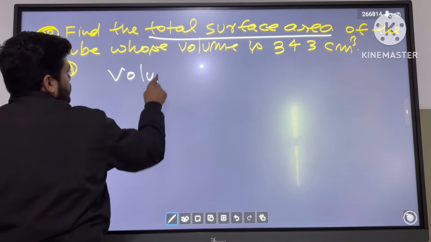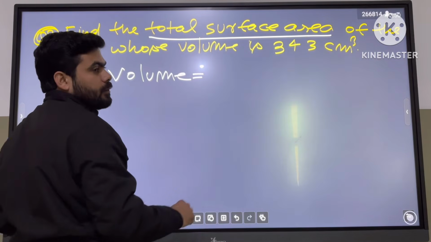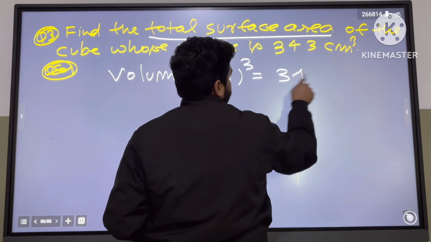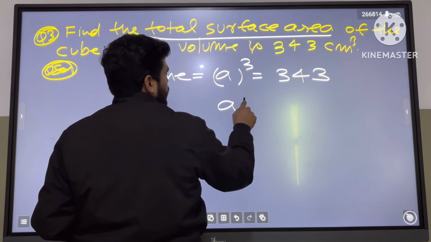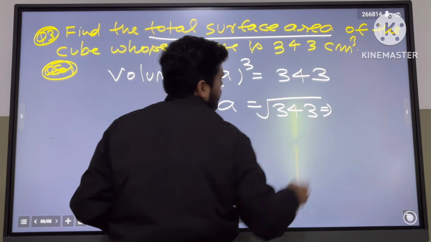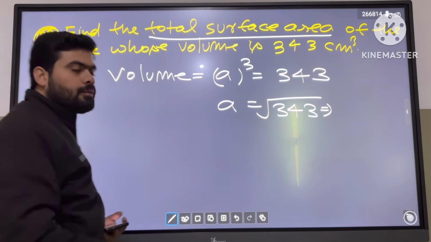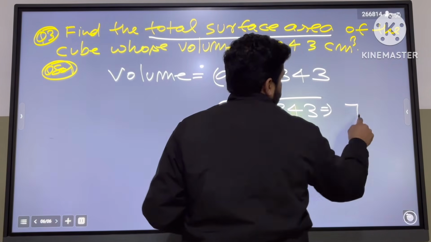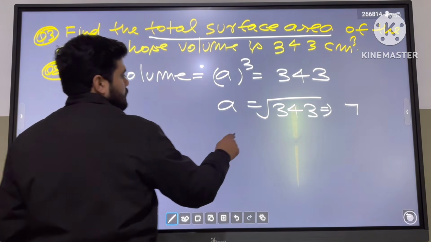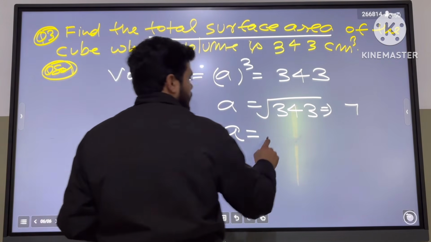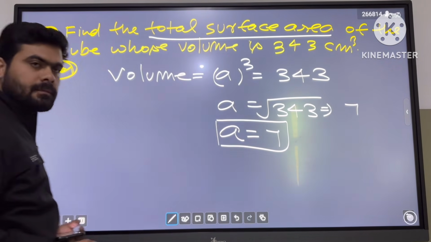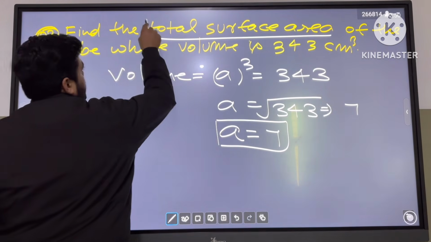What is the formula for volume? Side cube is equal to 343. And what is the cube root of 343? The answer is 7 because 343 is the cube of 7. So the side of this cube is 7. Find the total surface area.